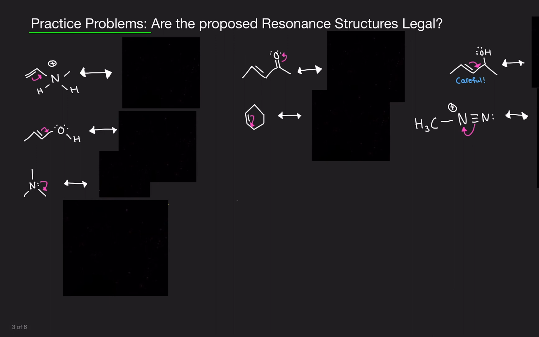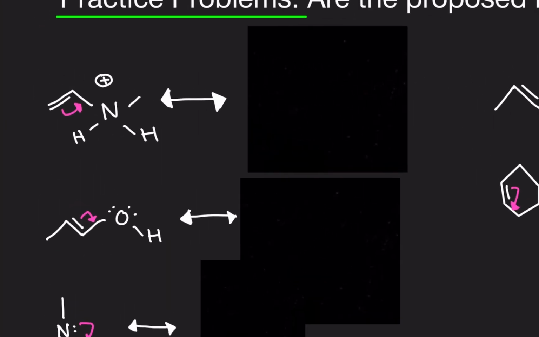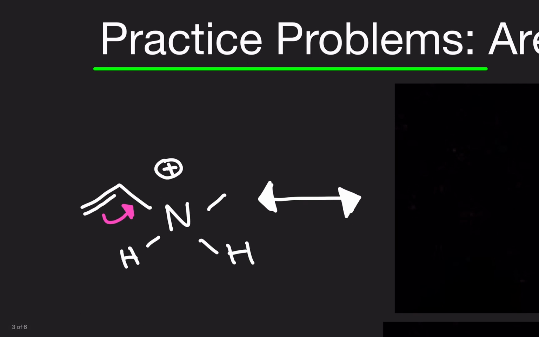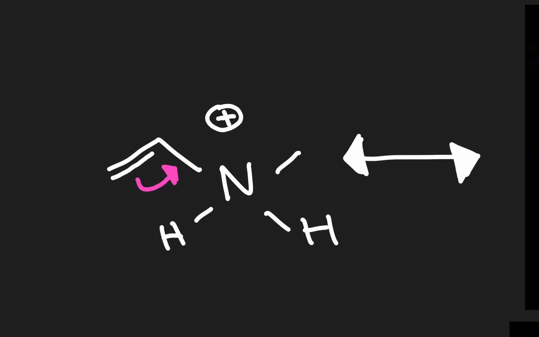So let's do some practice problems. Are the proposed resonance structures legal or chemically acceptable? Let's do the first one here. I'm saying that the double bond here is going to break and reform here and make a double bond here. So here's a little tip. Whenever you see the arrow point to a bond, a single bond or double bond, we're forming another bond. So here, the arrow is pointing to a bond, which is this. We form an extra bond.